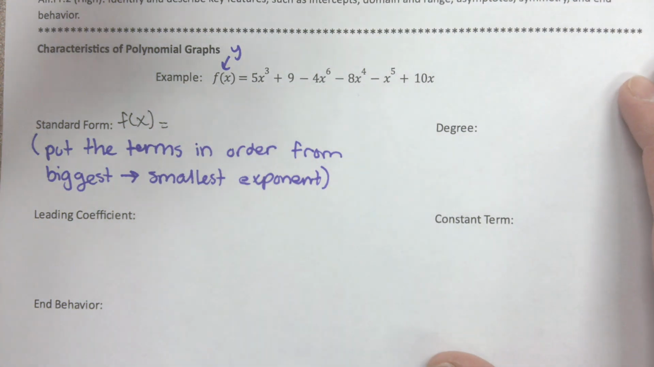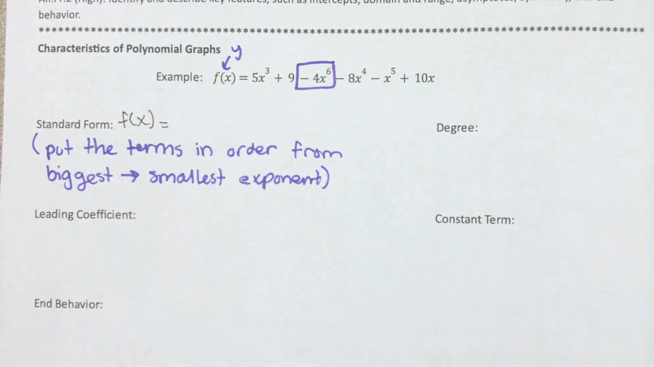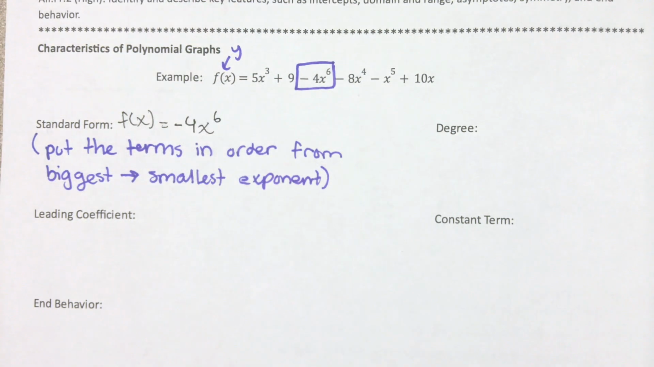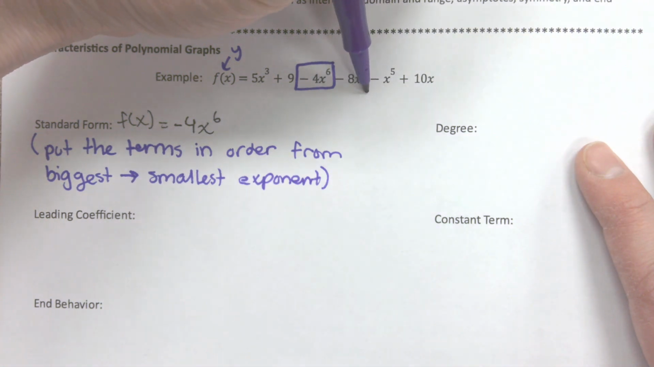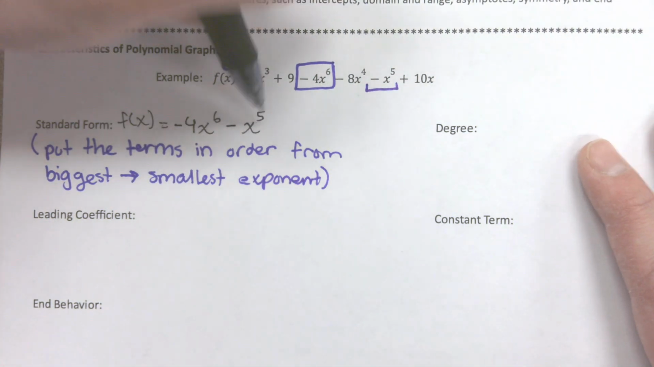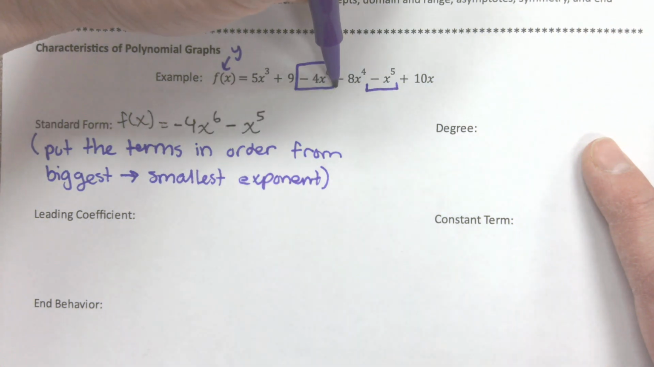The highest exponent was negative 4x to the 6th. X to the 6th was the highest exponent. We'll take that entire term, including the sign in front of it. Negative 4x to the 6th, that goes in front. And from there we go in descending order. So we'll look for the 5th next. It's 2 terms over, negative x to the 5th. And then the 4th, that's in front of that one.